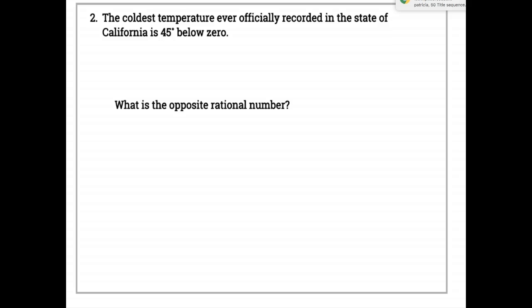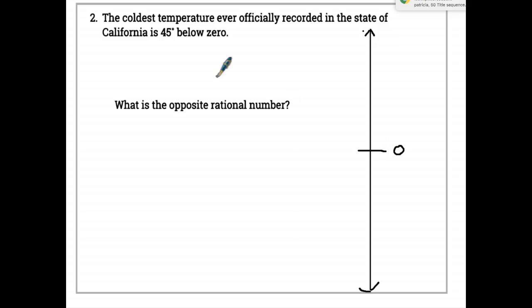Okay, the second one. The coldest temperature ever officially recorded in the state of California is 45 degrees below 0. That is cold. And again, it's asking what is the opposite rational number. So it doesn't want to know the coldest temperature, it wants to know the opposite. So before I can find the opposite, this time I'm not going to put sea level. And this is talking about temperature. So I'm going to put 0, and this is going to be 0 degrees here.